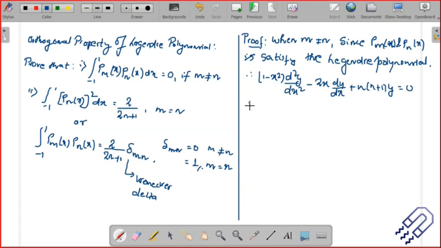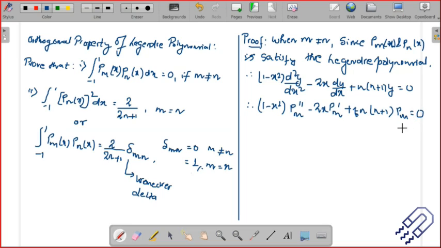It satisfies, it means that in place of y we can write down Pm(x) and Pn(x). So it is 1 minus x square, and in place of y we'll have Pm, and obviously it's a double differential, so I can write double dash. Minus 2x Pm dash plus n into n plus 1 into Pm is equal to 0.